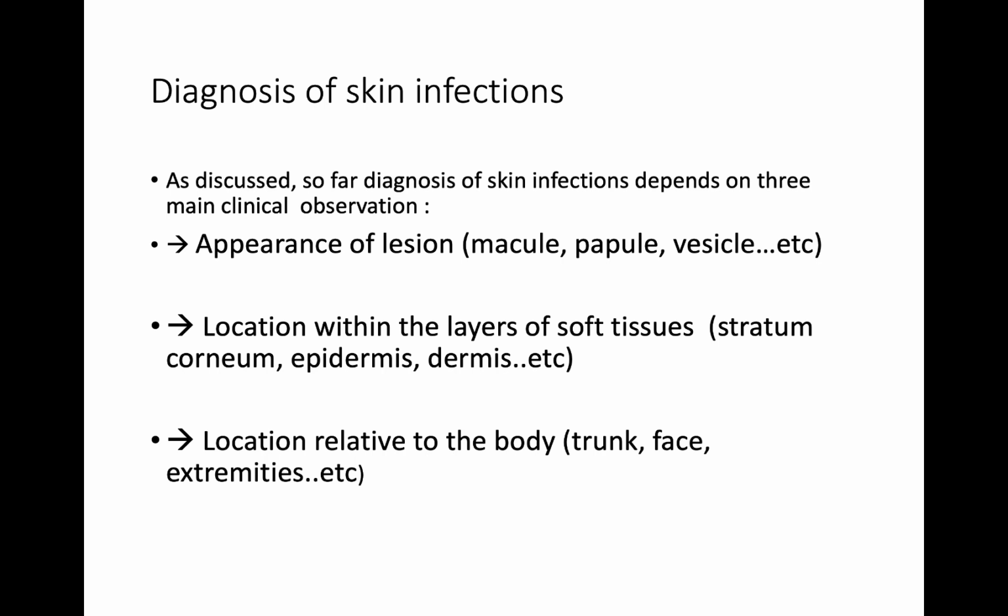So now let's put all the skin things together so as to have sort of a mind map to attack any problem where you can see when someone has a skin infection. As discussed so far, diagnosis of skin infections depends on three main clinical observations. First, the appearance of the lesion: I want to see if it is a macule, papule, or vesicle. Second, I want to see the location within the layers of the skin. Is it on top? This is stratum corneum, epidermis, or dermis, and then where relative to the body: trunk versus face versus extremities.